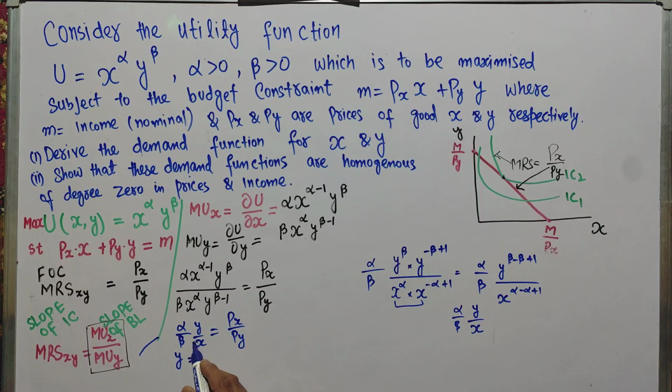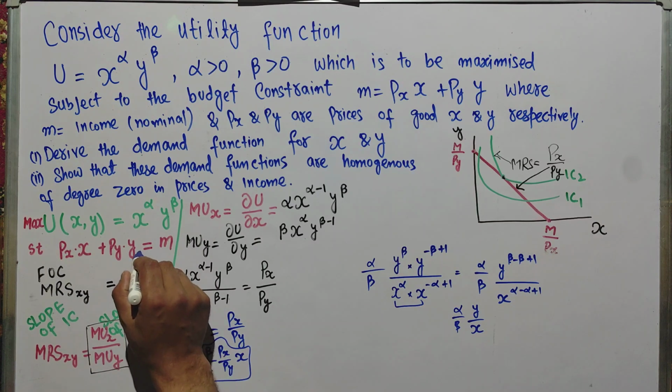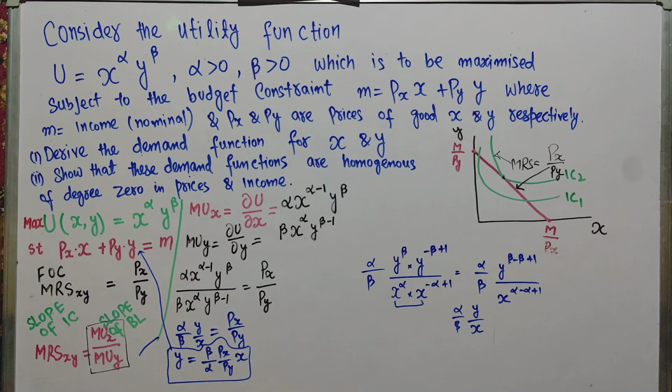Y is equal to, we have alpha upon beta transposing to the RHS, it will get reciprocated and multiplied. It becomes beta upon alpha. Then we have price of x upon price of y, transposing this, it gets multiplied. Now we plug the value of y into the budget constraint.